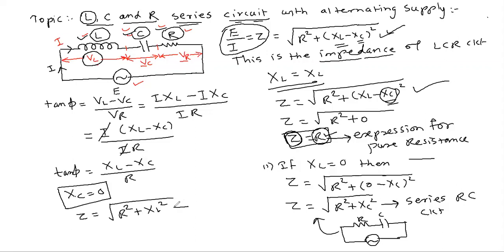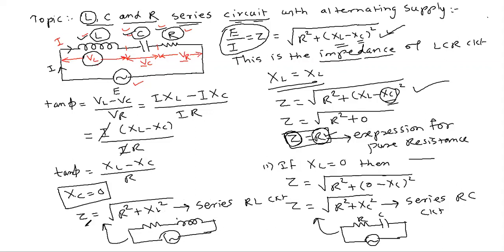And this is nothing but your series RL circuit. That means a resistor and inductor are both connected to the alternating source. So in this case the effective opposition of this resistor and inductor is given by Z is equal to square root of R square plus XL square.